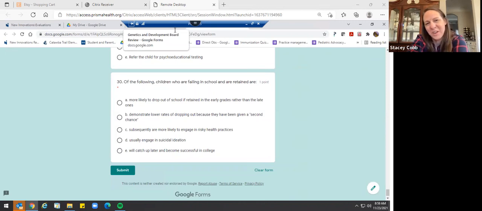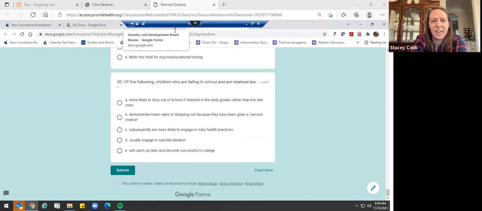So that's incorrect. So that one is wrong, because if you have to be retained, we want you to do it in kindergarten. The earliest grades have the least impact. We don't like to repeat late. So then, demonstrate lower rates of dropout. So higher rates of dropout is what they're associated with being retained. So we know that B is wrong.